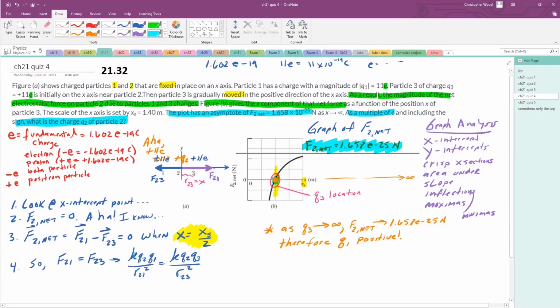Sanity check. This is the Coulomb force, the electrostatic force acting on particle 2 due to particle 1, and that's what this is representing. And this is the Coulomb force, the electrostatic force acting on particle 2 due to particle 3, and that's what this is representing. I'm just trying to stay dedicated to subscripts. Number 5.